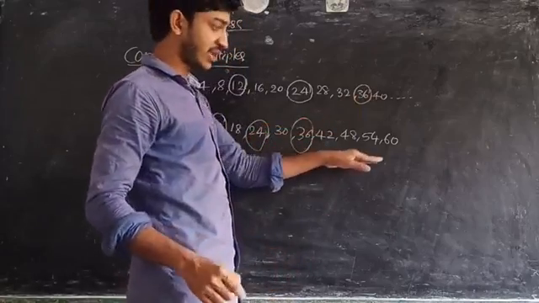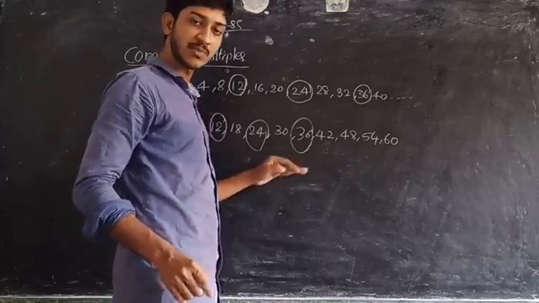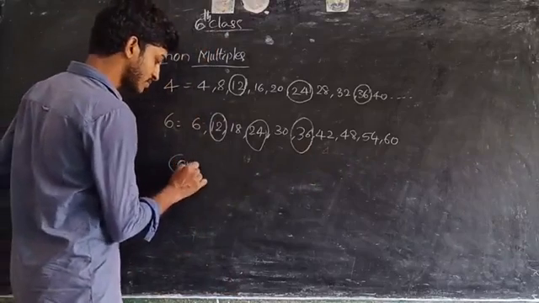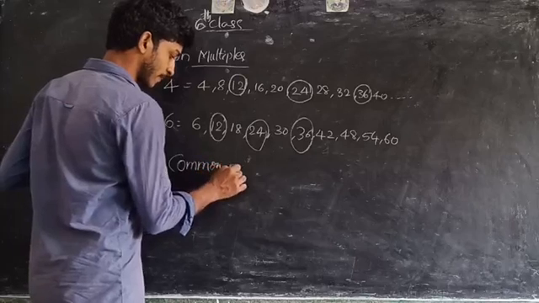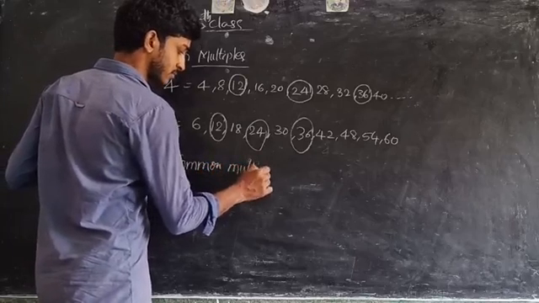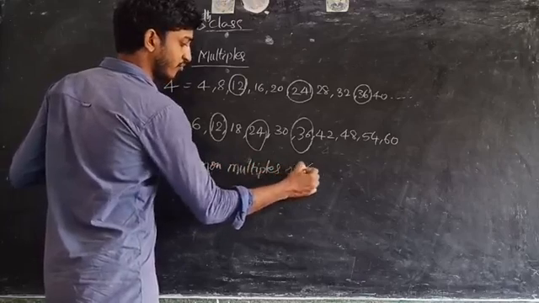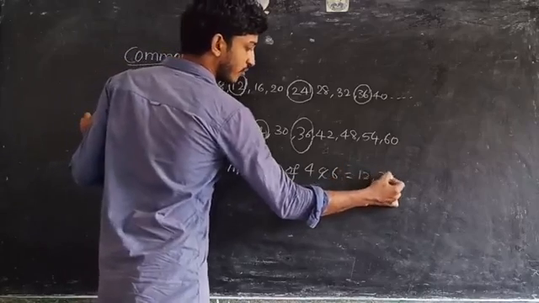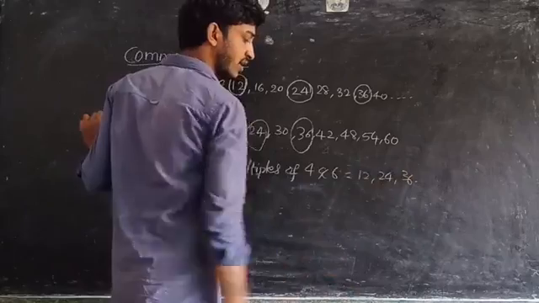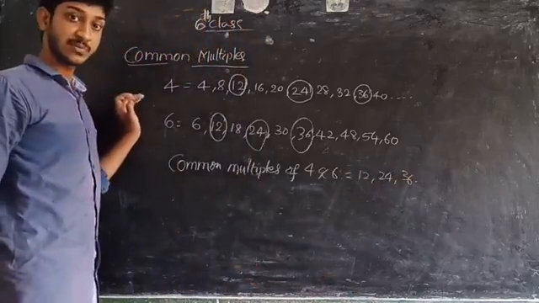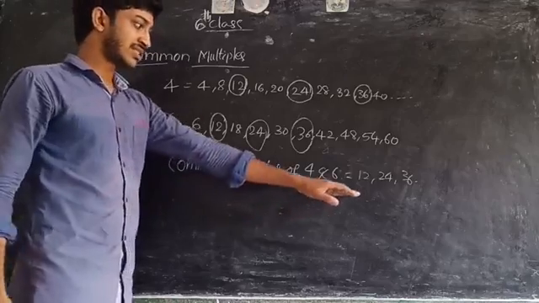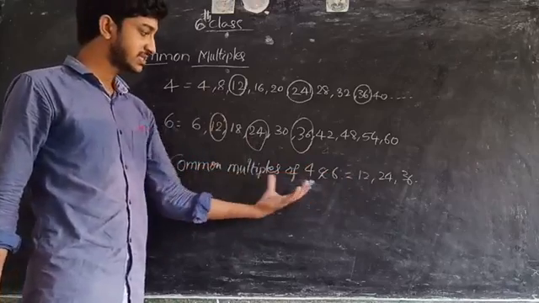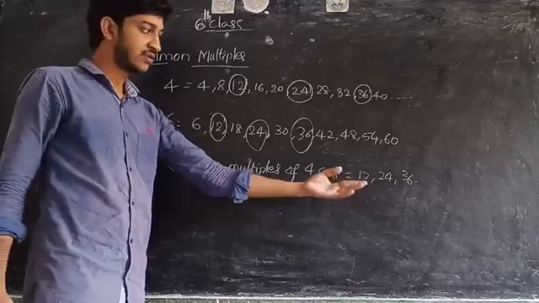Up to the first 10 multiples of 4 and 6, what are the common multiples here? The common multiples of 4 and 6 are 12, 24 and 36. In the first 10 multiples of 4 and 6 we have 3 common multiples. These are the common multiples of 4 and 6.